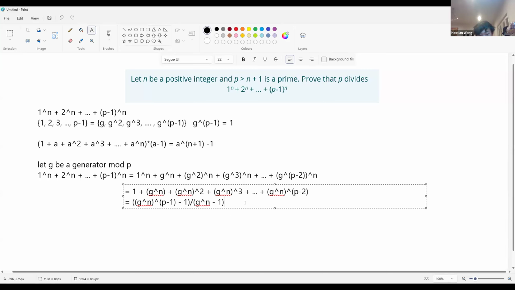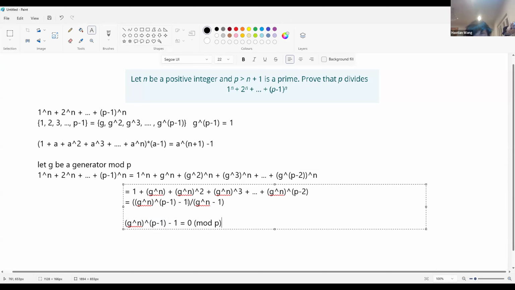And now we notice something cool. G to the N to the P minus 1 is congruent to 1 mod P, or equivalently, that minus 1 is congruent to 0 mod P. Because G to the P minus 1 is congruent to 1, so G to the P minus 1 to the N is 1 to the N, which is 1. And now we're almost done.